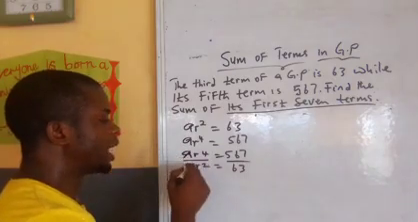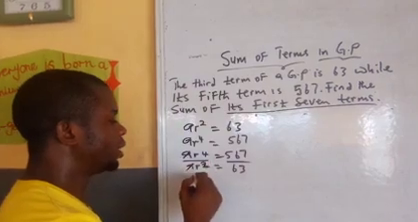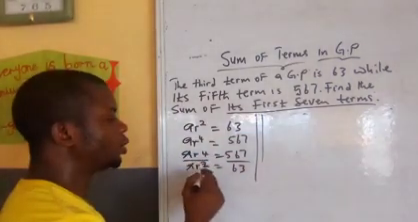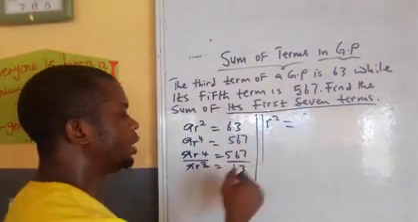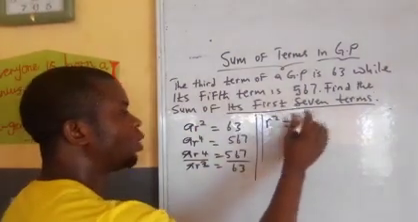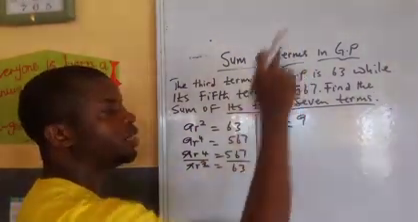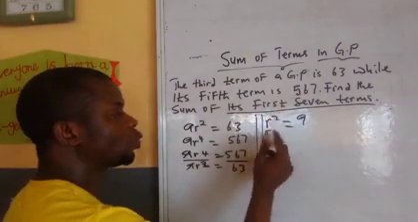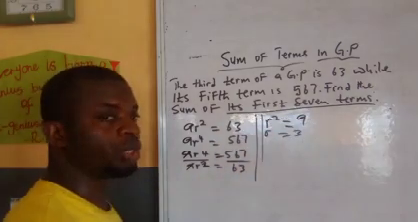So that this can cancel this one out. When you divide, the answer will be r raised to power 4 divided by r raised to power 2. That will give you r raised to power 2. You should know that, right? Okay. Then 567 divided by 63, that will give you 9. So what do you do now? You find the square root to cancel out this square. So you find the square root of both sides. Square root of r squared is r. Square root of 9 is what? 3. So our ratio is 3.